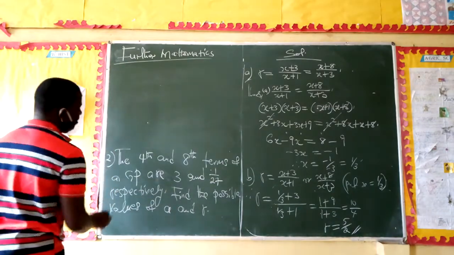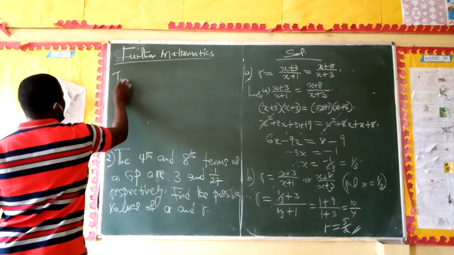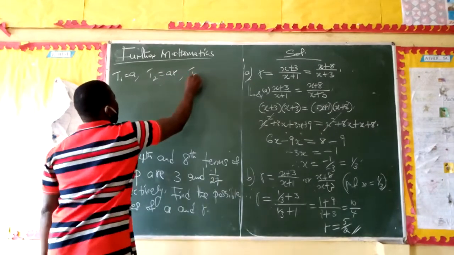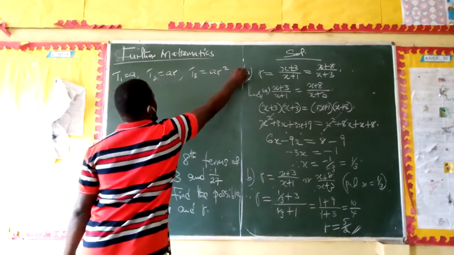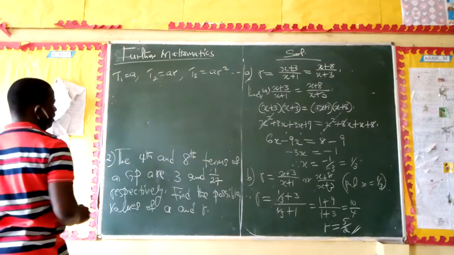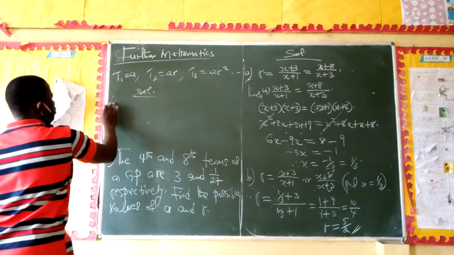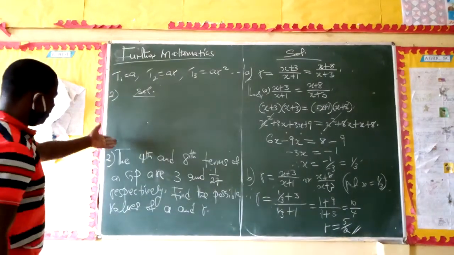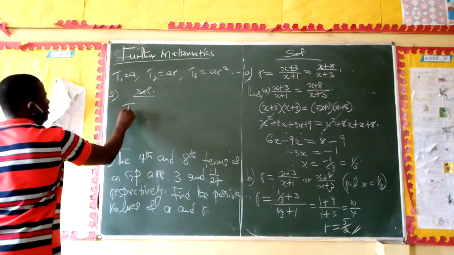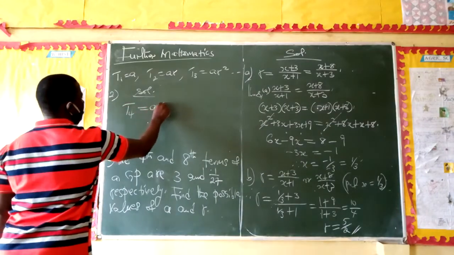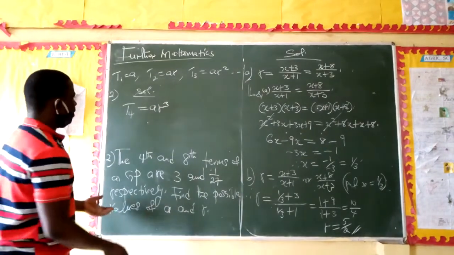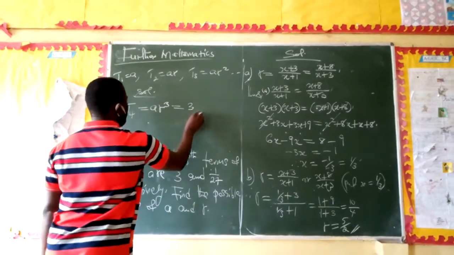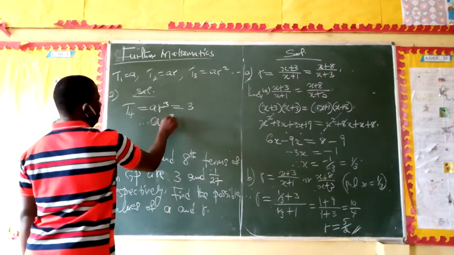How do we write the 4th term? You see, T1 is equal to A, you know that. T2 is equal to AR. T3 is equal to AR squared, and so on, right? So that means that solution to number 2, the 4th term can be written as T4, which is equal to AR raised to power 3. And this is equal to 3. So that means that I can write AR raised to power 3 is equal to 3.